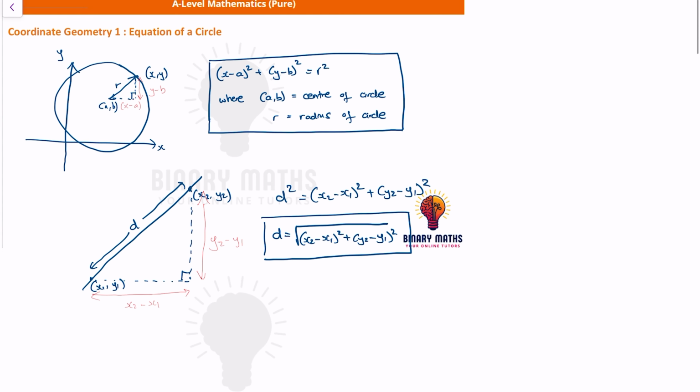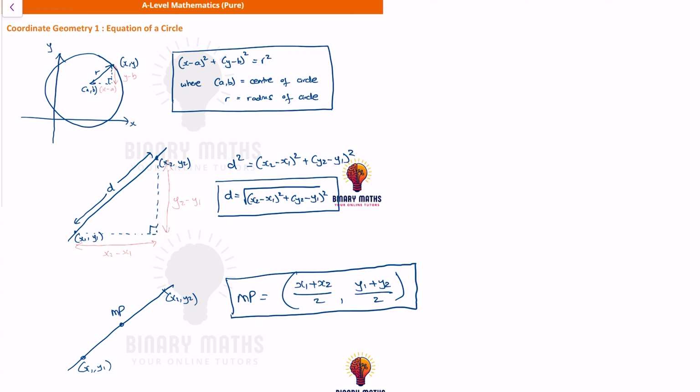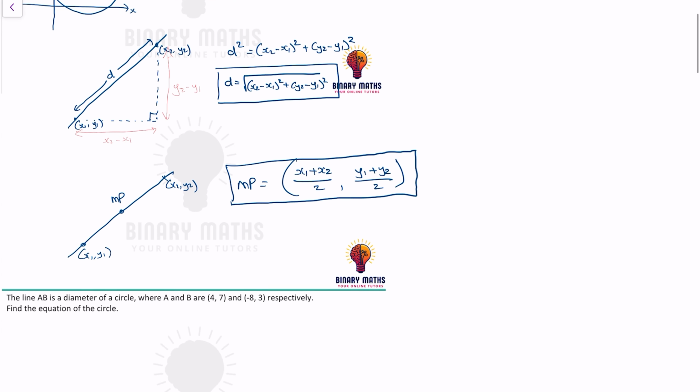And the last formula that you need is, again, if you have (x1, y1) and (x2, y2) and you want to find the midpoint, the middle of the two points, you add the x coordinates together and divide by 2, and you add the y coordinates together and divide by 2. So that is the midpoint of two points. These three are the equations that you need for this topic. Let us go through some examples now.